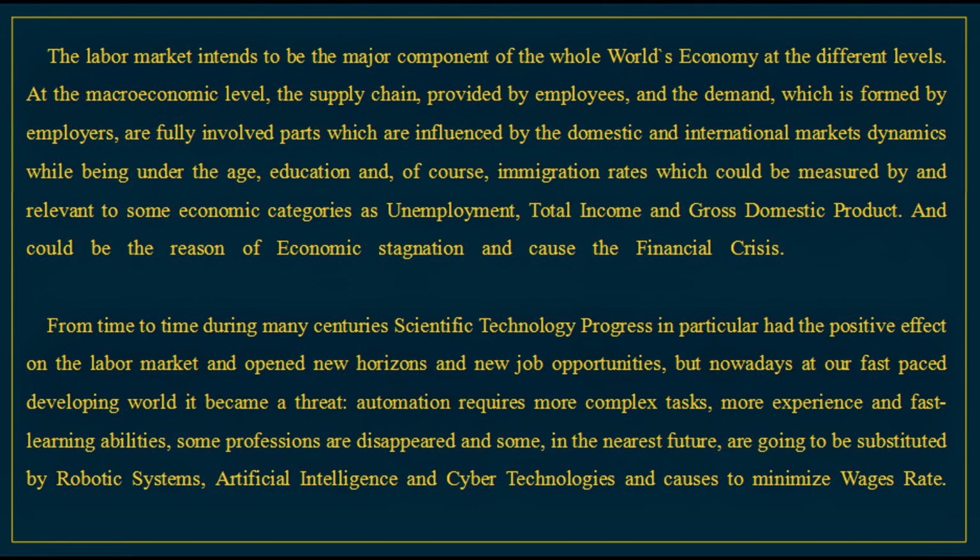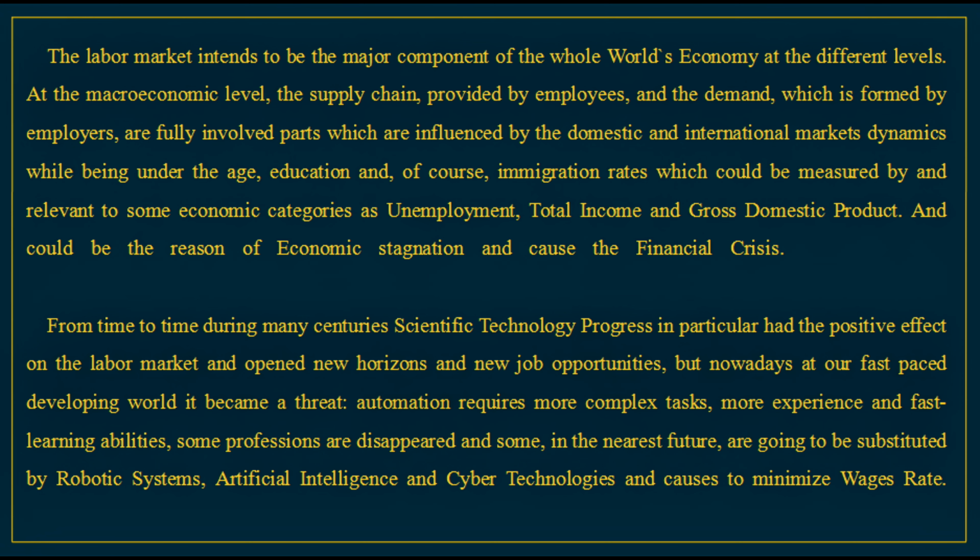At the macroeconomic level, the supply provided by employees and the demand formed by employers are fully involved parts which are influenced by domestic and international market dynamics, while being under the influence of age, education and, of course, migration rates. These could be measured by and are relevant to some economic categories such as unemployment, total income and gross domestic product, and could be the reason for economic stagnation and cause a financial crisis.